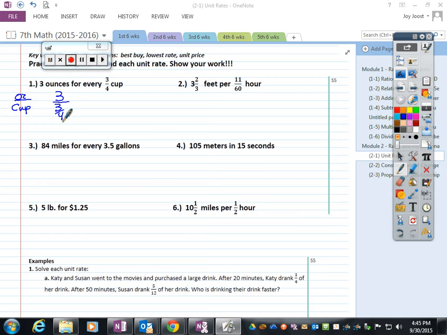So we have an example of a complex fraction. Our goal is to get our denominator to be 1 because we are looking for the unit rate. So we will divide the numerator and the denominator by the denominator. So 3 divided by 3/4, and we will also divide the denominator by 3/4. So we will write that out as a division problem. So we have our 3, we'll make it look like a fraction by putting it over 1.